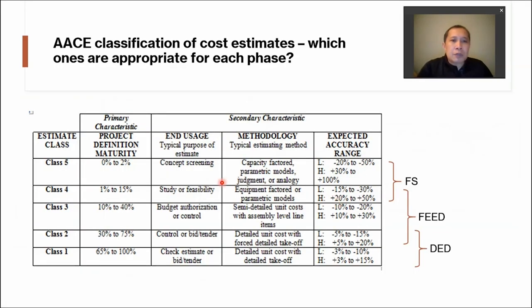So this table gives you the classification of cost estimates based on AACE, the Association for the Advancement of Cost Engineering. Each of these classes is appropriate for a specific project development phase. A larger number means a rougher estimate, right? So class 5, for example, is suitable only for FS, or feasibility study. Class 4 may be used for FS. It can also be used for FEED, at least for FEL1, for example, and so on. And this is the end usage of the cost estimate and the methodology of cost estimate. We will discuss this in much greater detail in the next chapter.